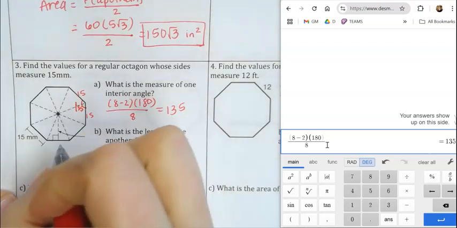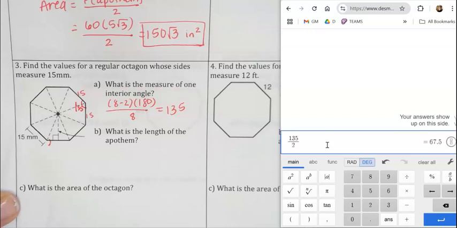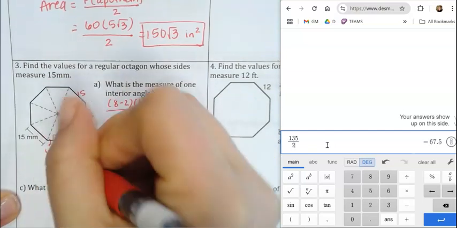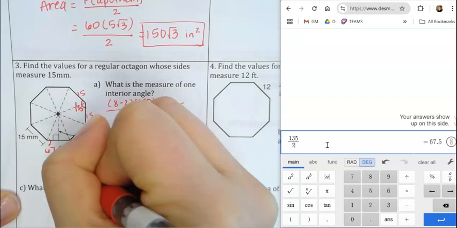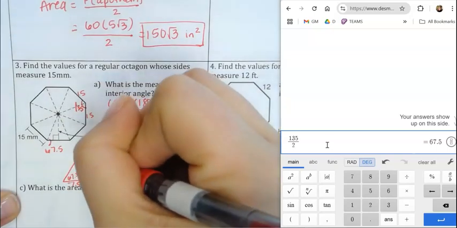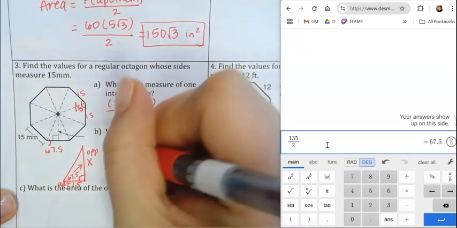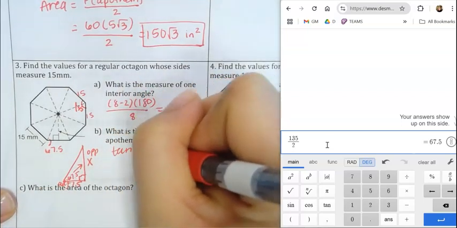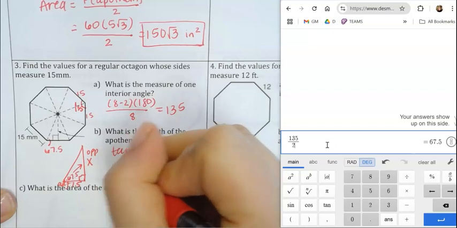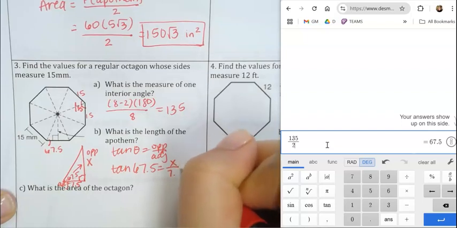That means that this piece of the angle will be half of that, which is 67.5. And so what I get is a triangle with 67.5 here, and I know that this is going to be half of my 15, which makes that 7.5, and I want to know my height. This is my opposite side. I know my adjacent, so I'm going to use tangent of my angle is equal to the opposite over the adjacent. So tangent of my angle, my angle is the 67.5, my opposite side is my unknown x, and my adjacent side is 7.5.